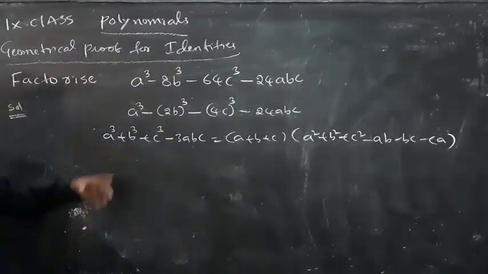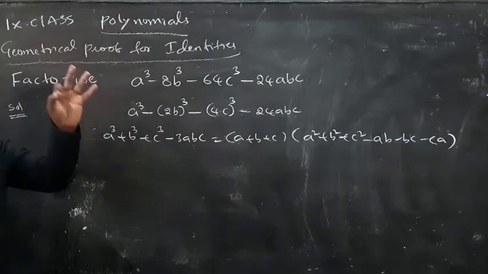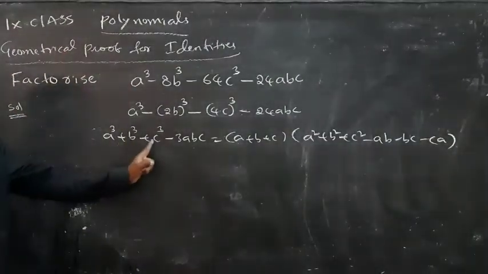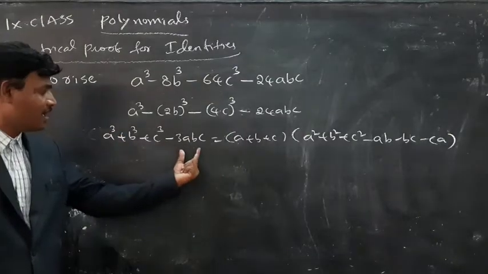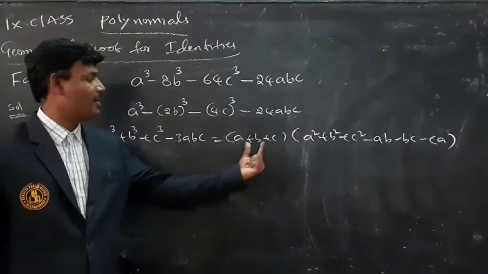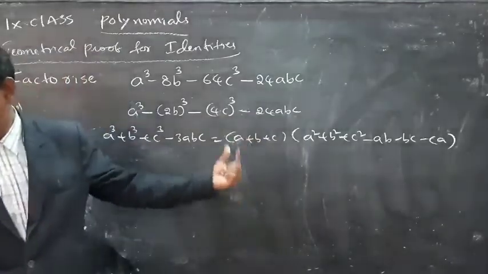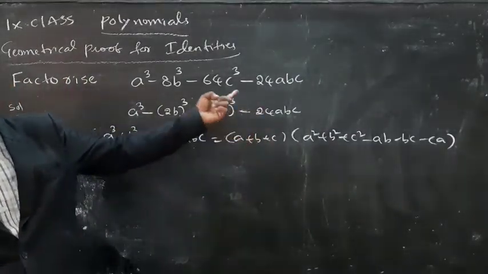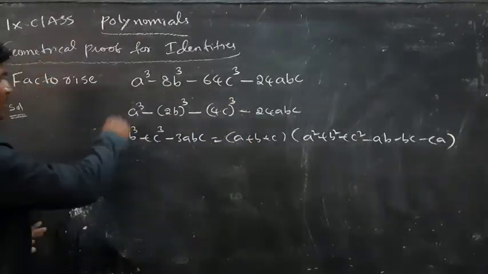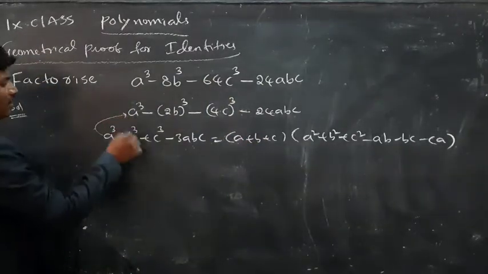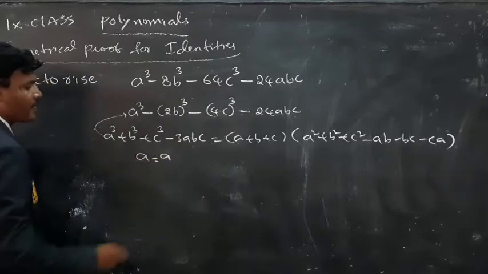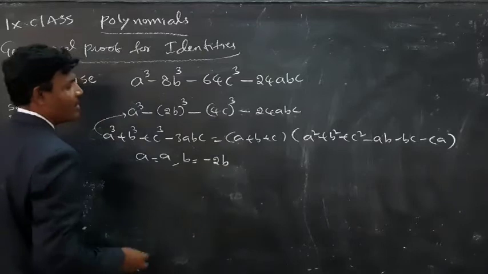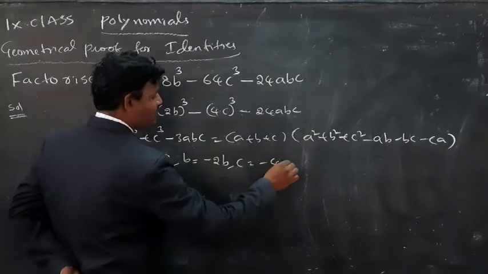So to factorize this cubic polynomial, here I am using one identity. What is the identity here? a cube plus b cube plus c cube minus 3abc is equal to a plus b plus c bracket a square plus b square plus c square minus ab minus bc minus ca. So if you compare both, a is nothing but a, b is minus 2b and c is nothing but minus 4c.